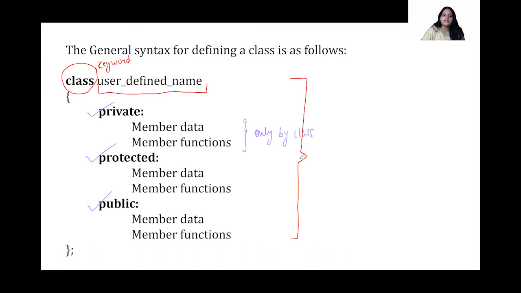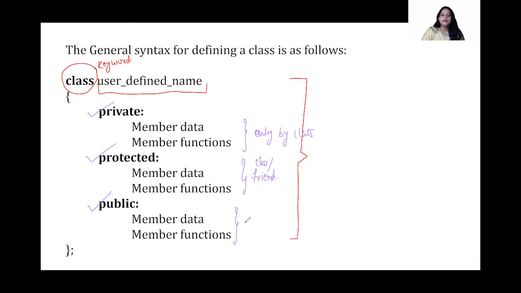No one else can use it. Now, protected is also similar, but it can be used by the friend functions or some other functions, but no external access is allowed for this particular member. Whichever member is coming under protected can be accessed only by the class and also by the friend functions, right? Next, we have public.